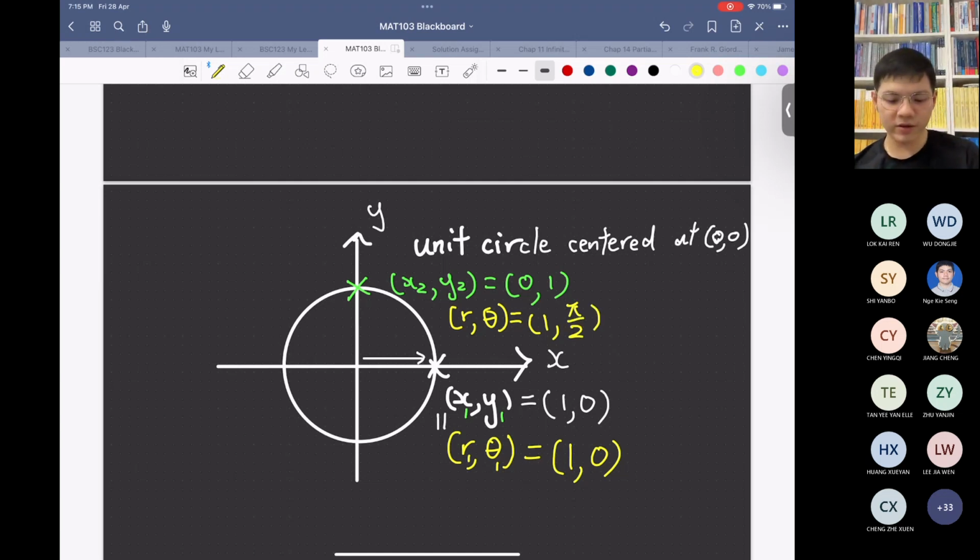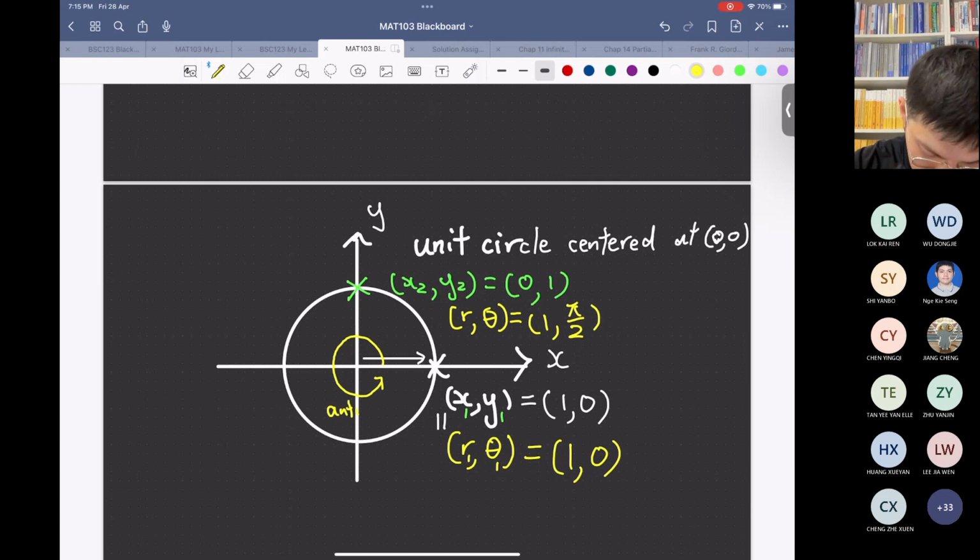So what can you see here? Our angle is really starting from the positive x-axis, and then revolving anti-clockwise.